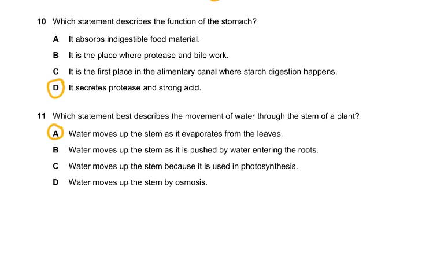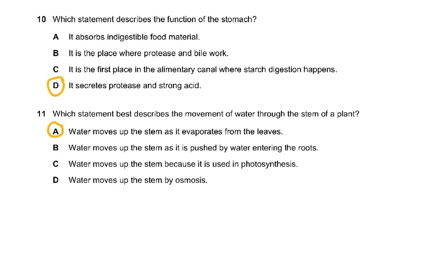Then question 10. Which statement describes the function of the stomach? It absorbs indigestible food material. No, nothing can absorb that. It is the place where protease and bile works. No, bile works in the small intestine, in the duodenum. So this is wrong. It is the first place in the alimentary canal where starch digestion happens. No, starch digestion in fact stops because your salivary amylase doesn't work in the acid of the stomach. And so the last is correct. It secretes protease and strong acid.